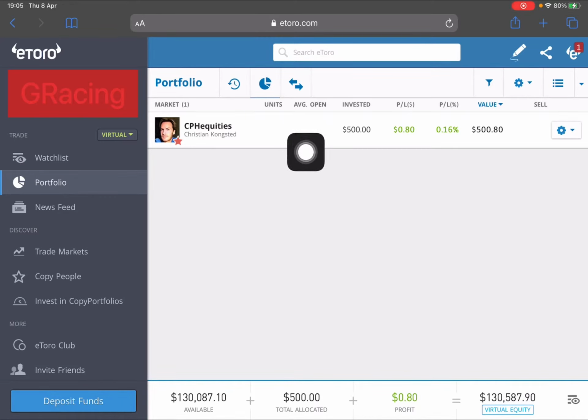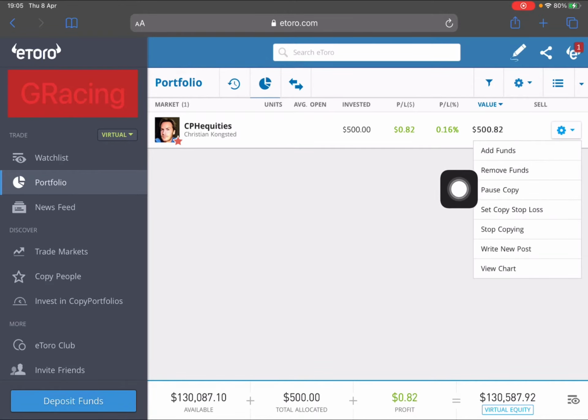So how will you close your account with Christian? It's very easy. You just go here and click this arrow. You will have an option: either you want to add funds, remove funds, pause copy, stop copying, or write a note. You can communicate with him, like, hey, what's going on with my money, why is it negative, something like that. Then you can view his chart, to see what's going on, whether it's still going up or going down.